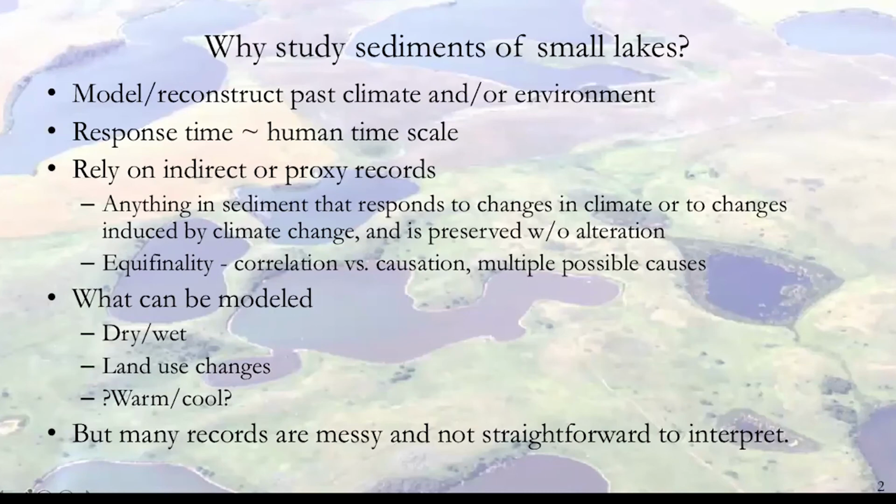It relies on indirect or proxy records because the instrumental climate record is quite short. So anything in sediment that responds to climate, if it's not altered, can be used. We always have the problem of equifinality, trying to distinguish between correlation and causation. For most of what we see there are multiple possible causes, and we need to figure out which is more likely than others.